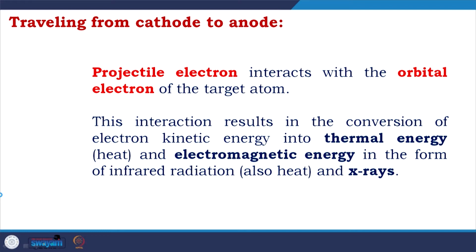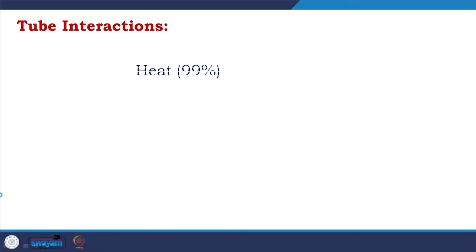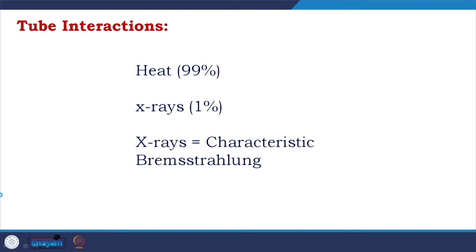So, the electron's kinetic energy through the movement is now giving us X-ray, but the thing is, here in the tube the heat produced is 99% and X-ray is 1%, and the X-ray is Bremsstrahlung and characteristic X-ray, but the main concern here is the production of the heat, which is 99%.